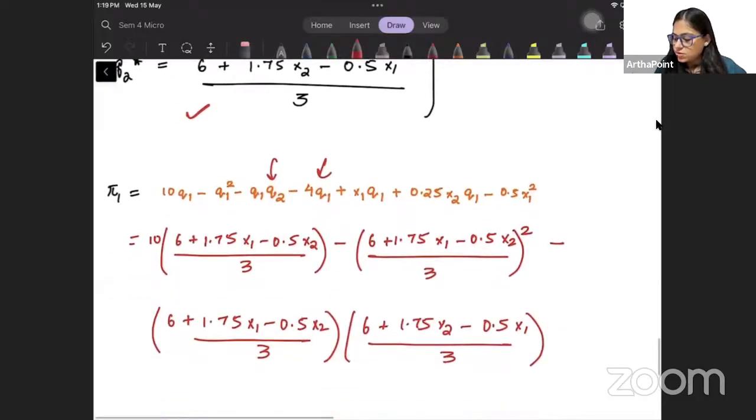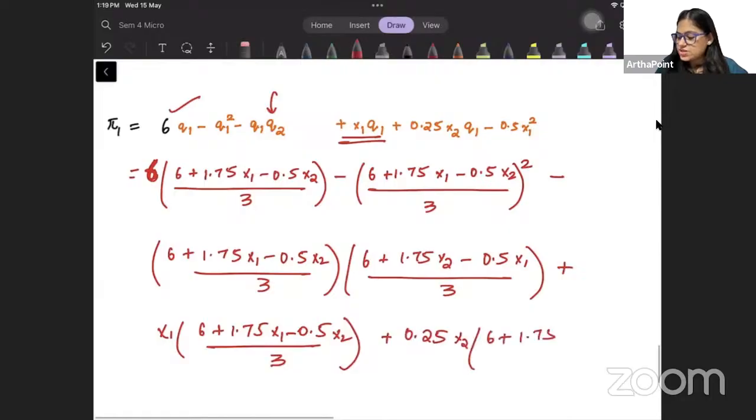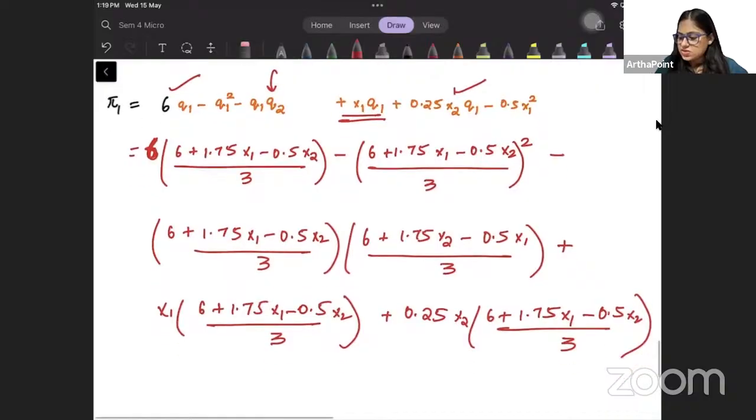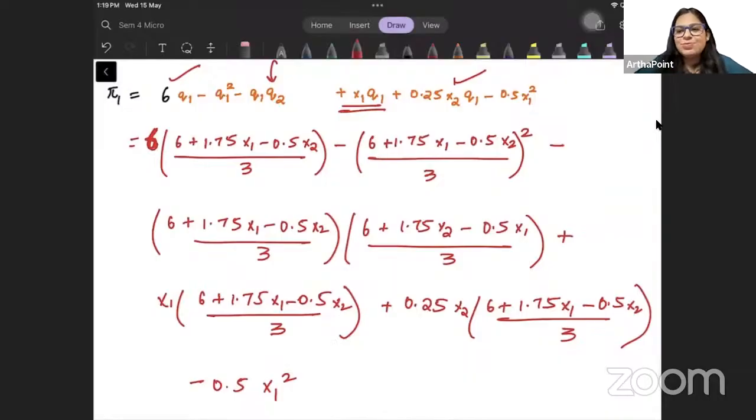फिर minus 4 q1. तो देखो 10 q1 minus 4 q1 को 6 q1 मान सकते हैं. तो rather than writing it like this ना मैं इसको यहाँ पे 6 कर देती हूँ. This would be 6. तो यहाँ पे हम सीधा इसको 6 कर रहे हैं. I'm just doing this as 6 here. Right? Plus x1 into 6 plus 1.75 x1 minus 0.5 x2 by 3 plus 0.25 x2 into 6 plus 1.75 x1 minus 0.5 x2 by 3 minus 0.5 x1 square. So your entire profit function is now a function of x1 and x2.